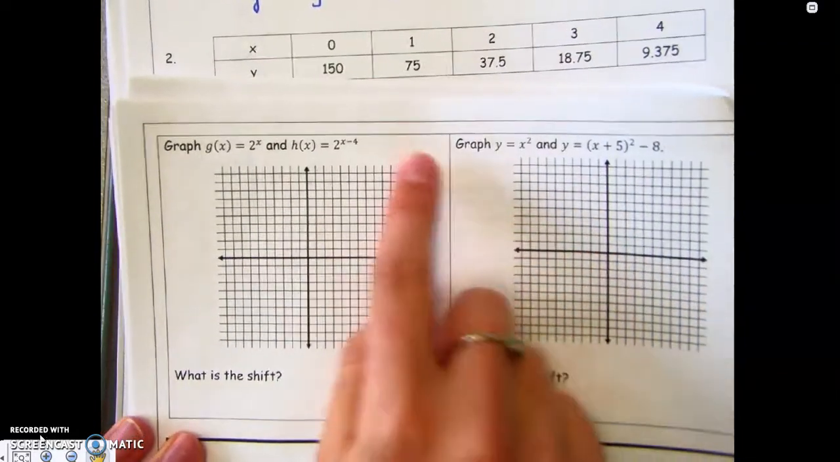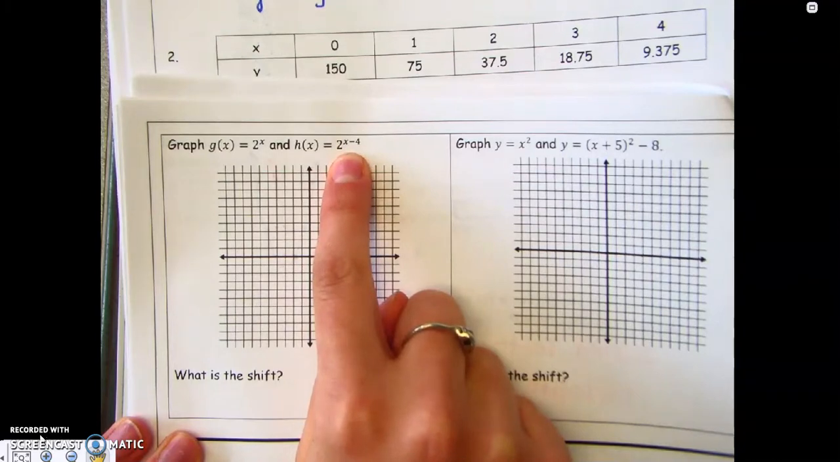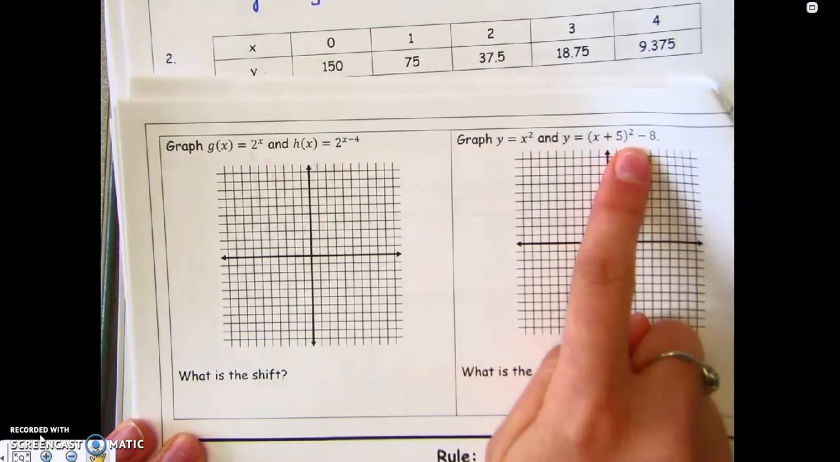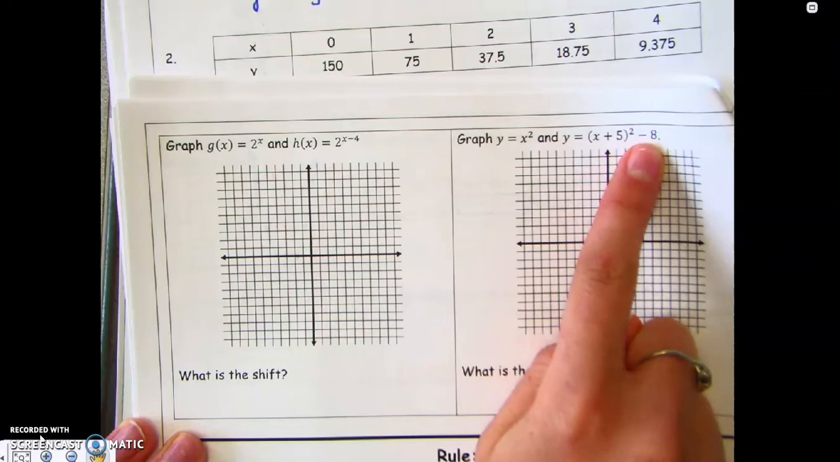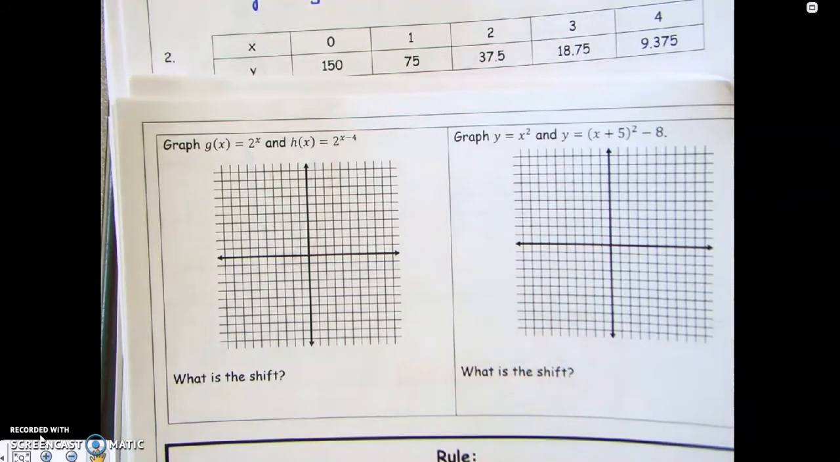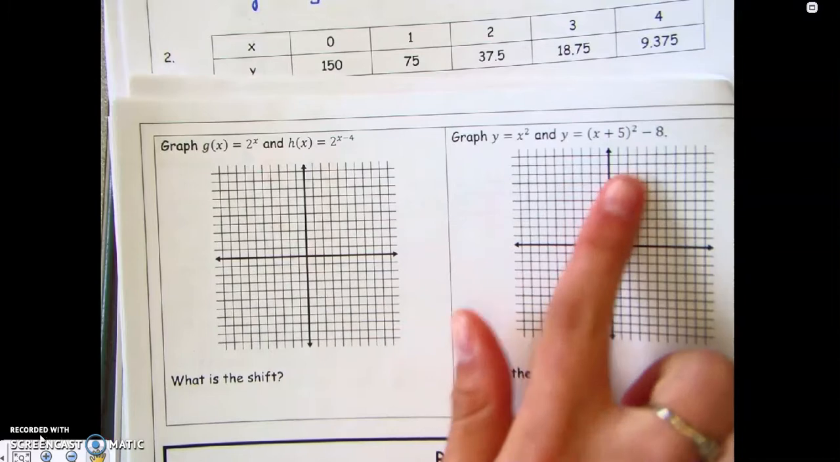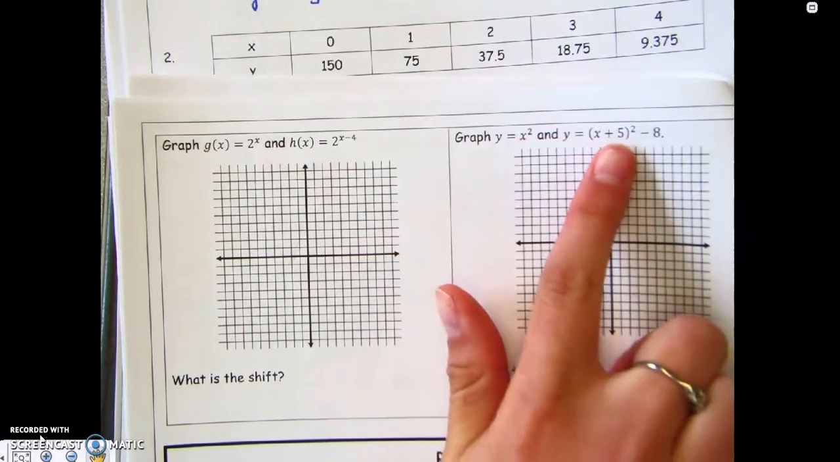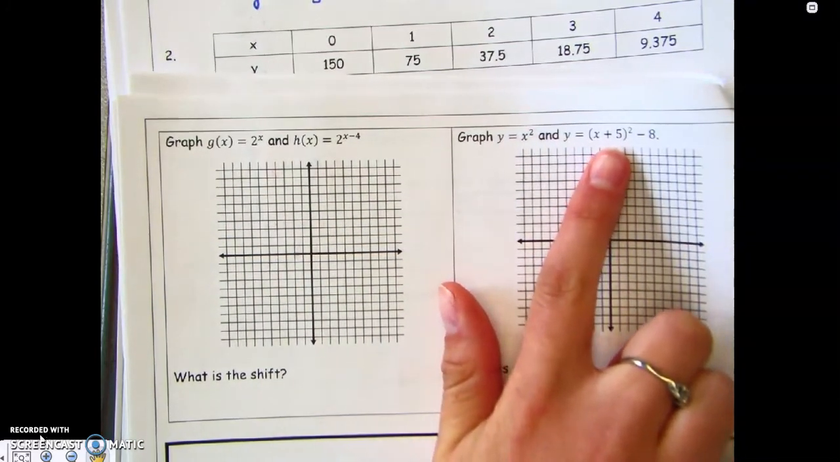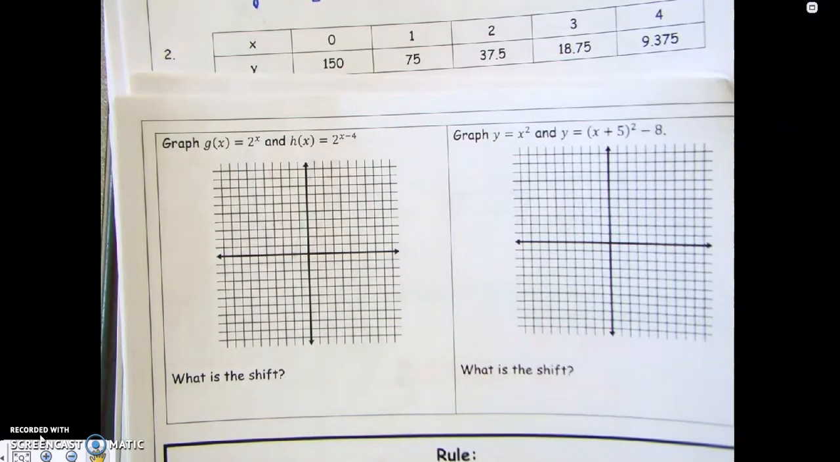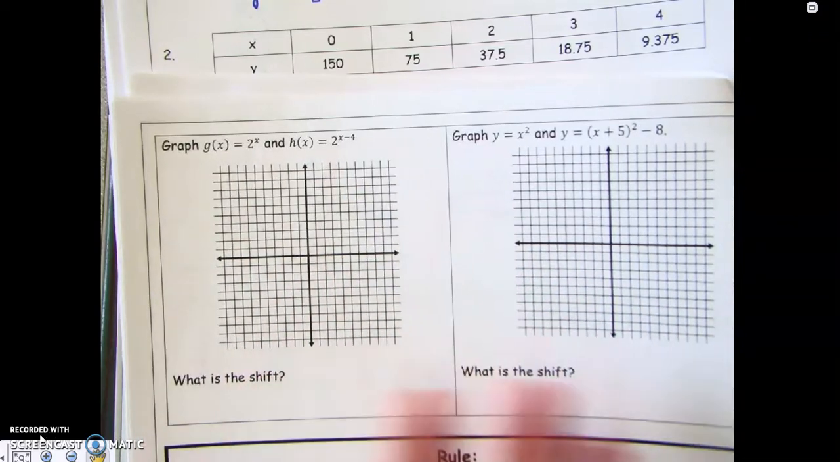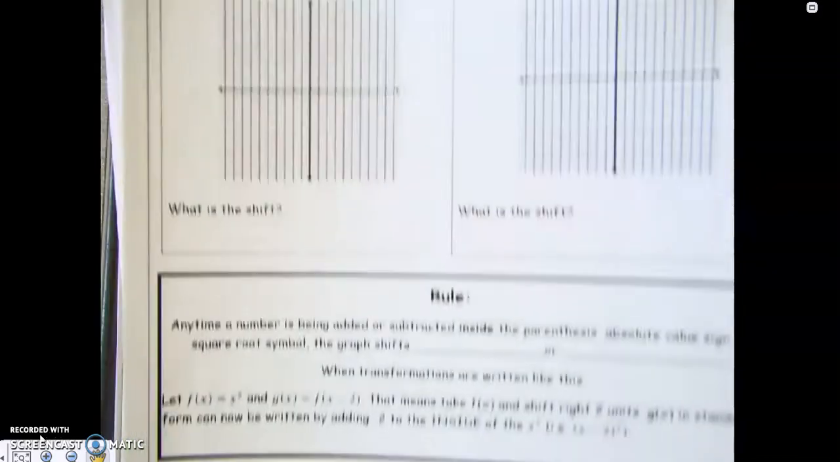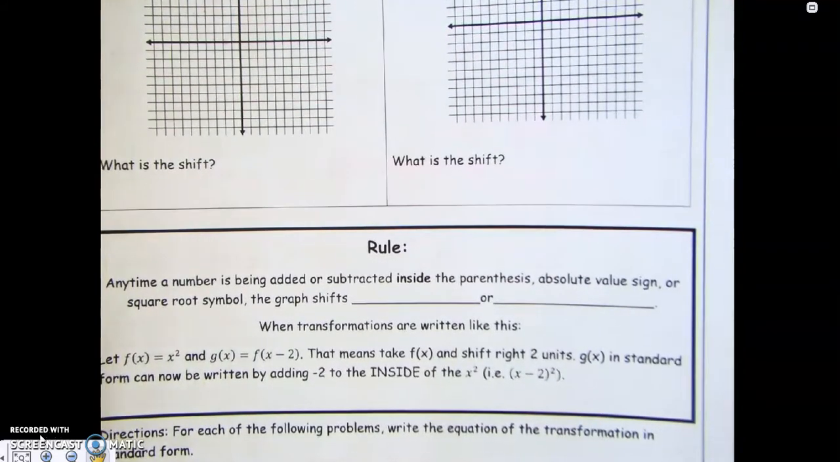So you'll see that the negative 4 is with the x in the exponent. And then you'll also see this, which is in vertex form, right? We know the vertex will now be negative 5, negative 8, but it will shift up and down also. And so this also says, I'm shifting it to the left 5 and down 8, which tells you what the vertex is. So you're going to graph both of those, tell me the shift, and then once you're done with that, pause the video now and do that, and then we'll talk about the rule.